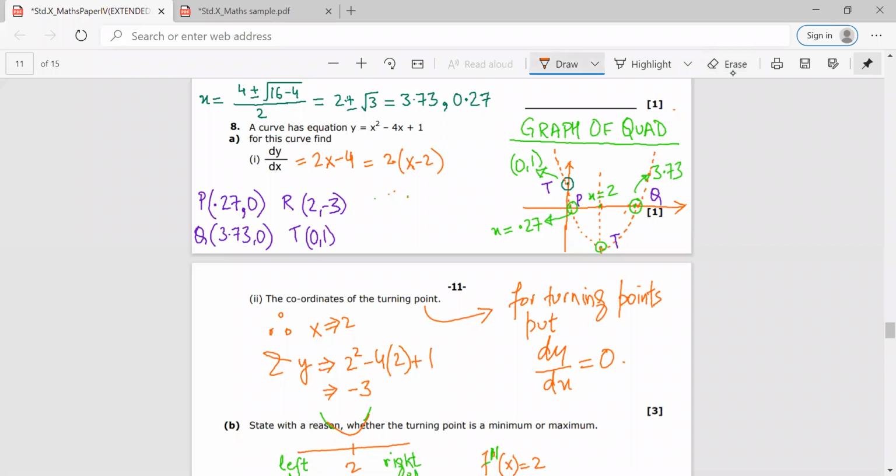In the next question, Mr. Rudra, a curve has an equation y is equal to x square minus 4x plus 1. Whenever you look at a quadratic equation, you should understand that it will be a parabola. Another thing that you can understand is that, because the coefficient of x square is positive, it will be a parabola which will be opening up. Any doubt? No, sir.